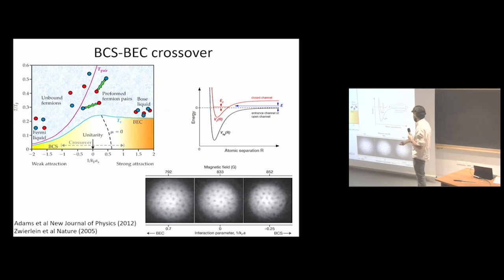And this is an experiment showing that you have superfluidity, so you have quantized vortices all over the parameter range from the BCS to the BEC side. So in this case, they were able to stay below the critical temperature across the transition.